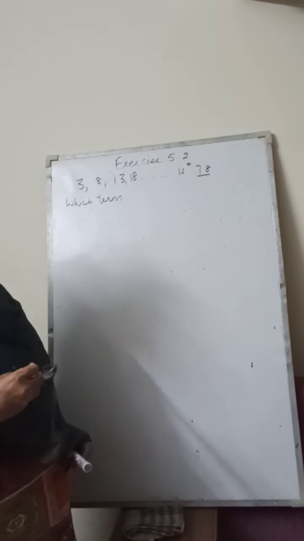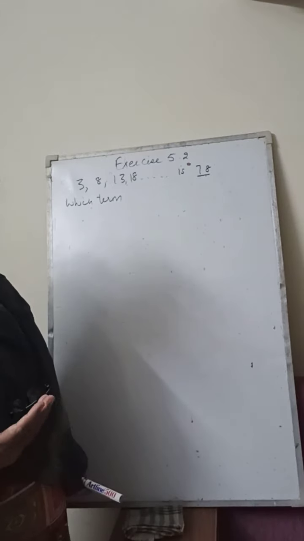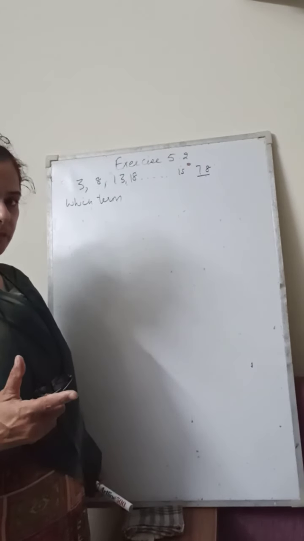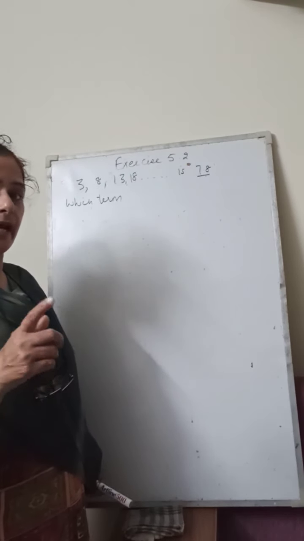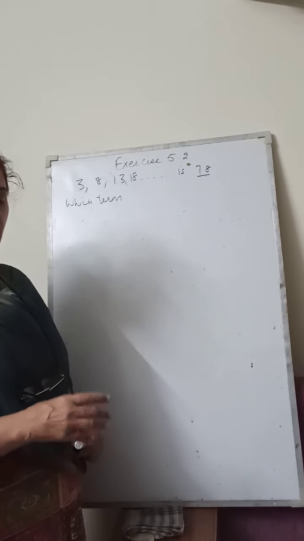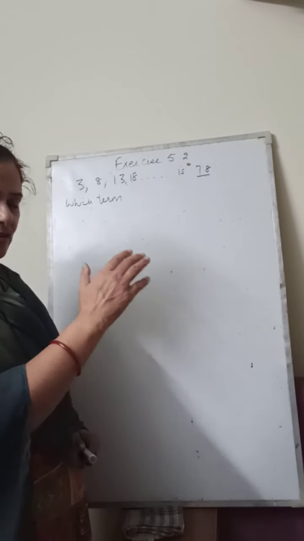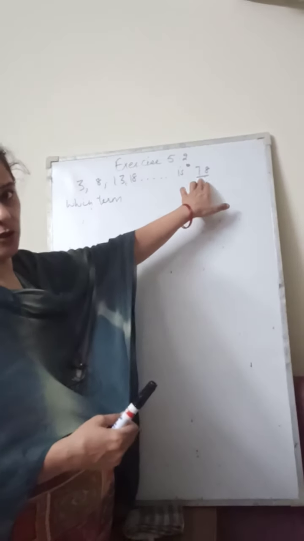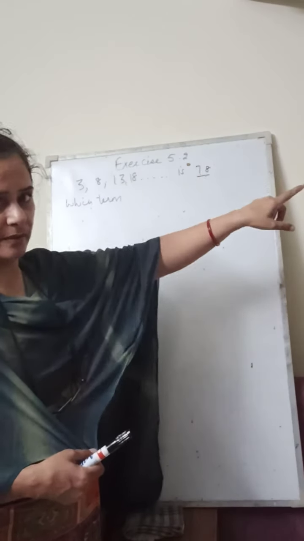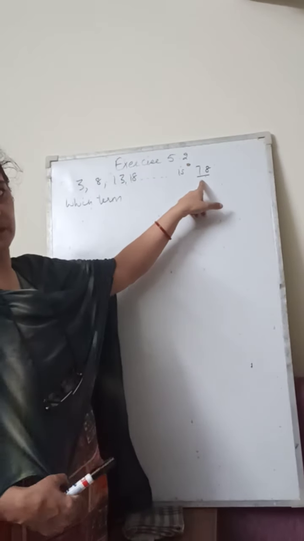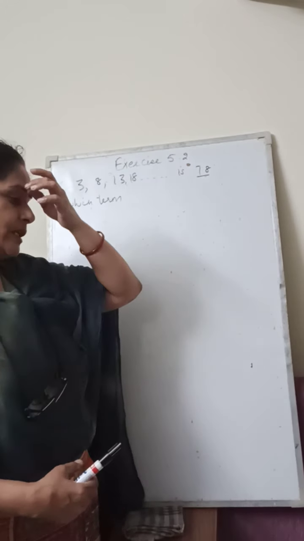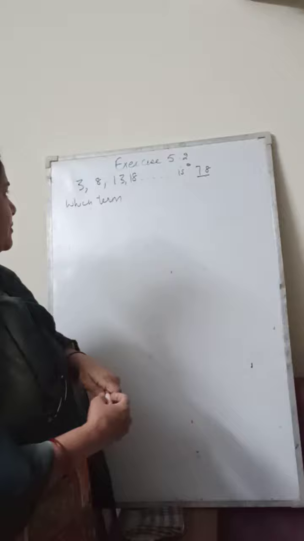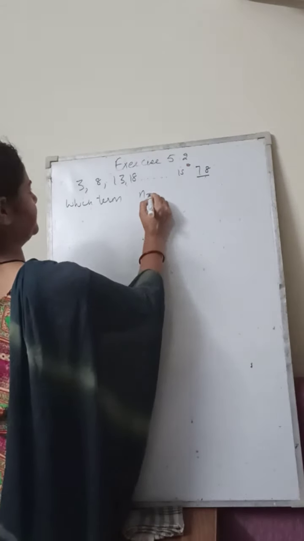Which term means you have to tell the sequence of the term, means you have to find n, right? At which position this 78 is present. So you have to find at which number this 78 is present. Clear? So number means n, you have to find n here.